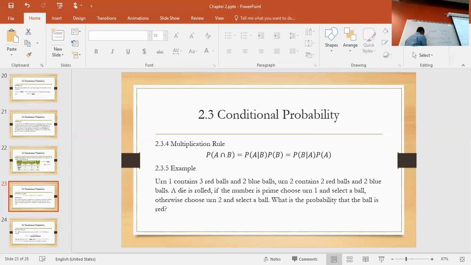Example. Two cards are drawn, one after the other. What is the probability that both cards are aces?